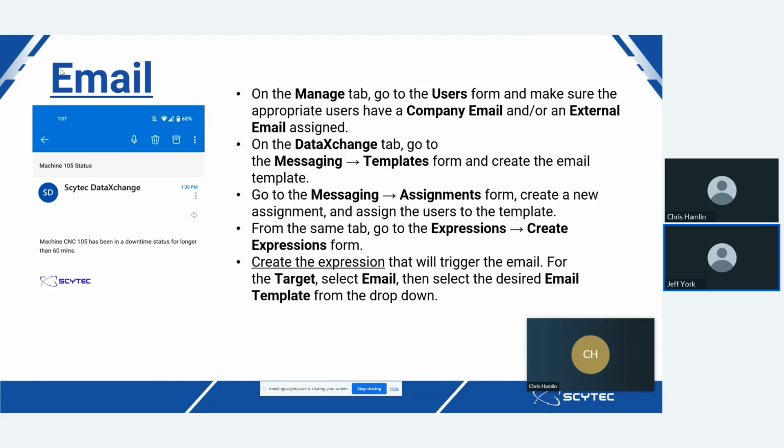When you open up the desktop version of Scytec DataXchange, on the Manage tab, first you want to assign the users that are going to be receiving this notification, and that could be your operators, that could be anybody from shop floor to top floor. From there, open up the Scytec DataXchange tab and go to Messaging, Templates, and create the email template that you'd like to have sent out. Then go to Messaging, Assignments, create a new assignment, and then create the expression that will trigger that email to be sent.